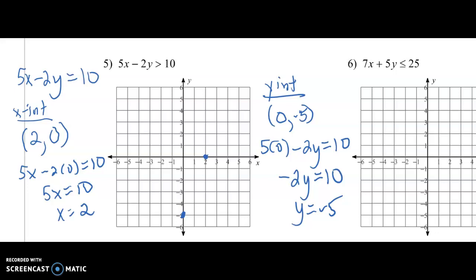All right, so now that we've identified our x and y-intercepts for our boundary line, we're going to go ahead and connect these 2 points on our graph grid. Again, realizing that our inequality is just a greater than, it does not have the or equal to option. That means that our boundary line is going to be dashed.